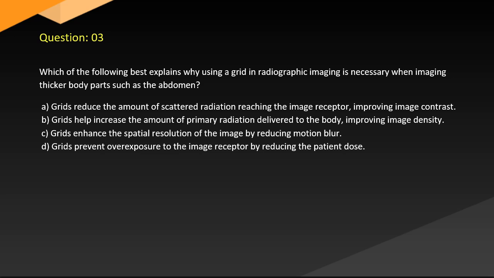Question 3. Which of the following best explains why using a grid in radiographic imaging is necessary when imaging thicker body parts such as the abdomen? A. Grids reduce the amount of scattered radiation reaching the image receptor, improving image contrast. B. Grids help increase the amount of primary radiation delivered to the body, improving image density. C. Grids enhance the spatial resolution of the image by reducing motion blur. D. Grids prevent overexposure to the image receptor by reducing the patient dose.